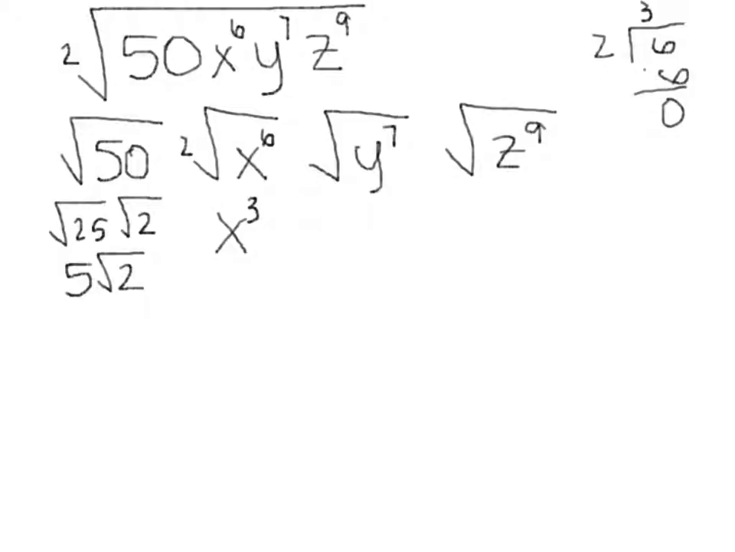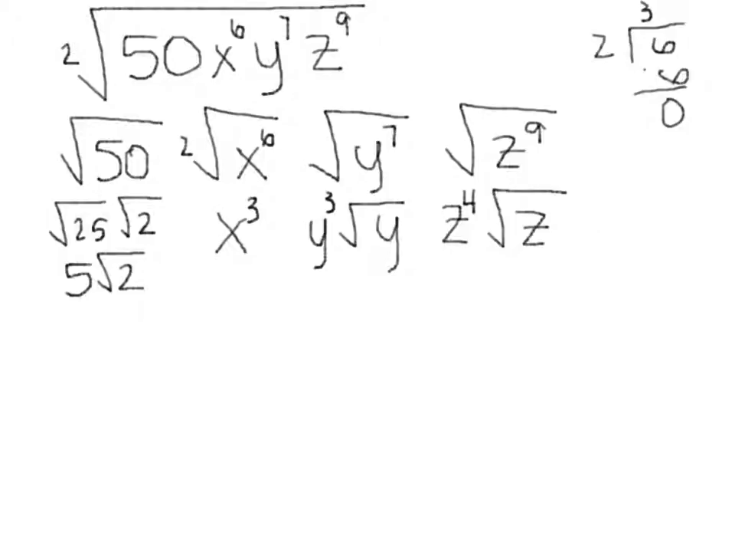For y to the 7th, if you use that same thing, you can pull out 3 y's. So you have y cubed, but there's still 1 left over. So you have y cubed square root of y. And for the z's, you can pull out 4 z's, so z to the 4th, and there's 1 left over, so we have square root of z.